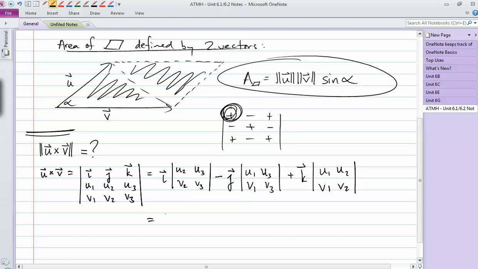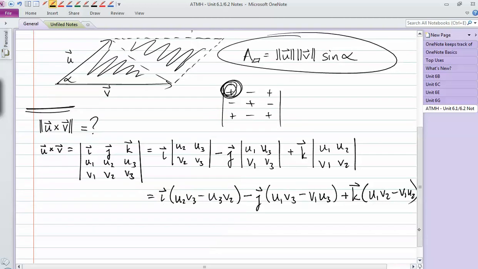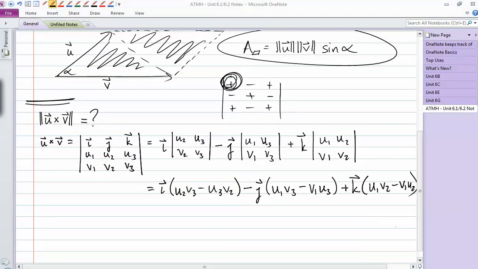And then if I work this out, I'm going to get i times (u2 v3 minus u3 v2), and then minus j times (u1 v3 minus v1 u3), and then plus k times (u1 v2 minus v1 u2). And then since i is (1, 0, 0), j is (0, 1, 0), and k is (0, 0, 1), this all boils down to a single vector.